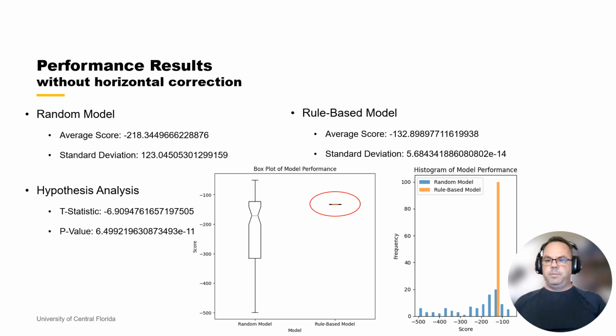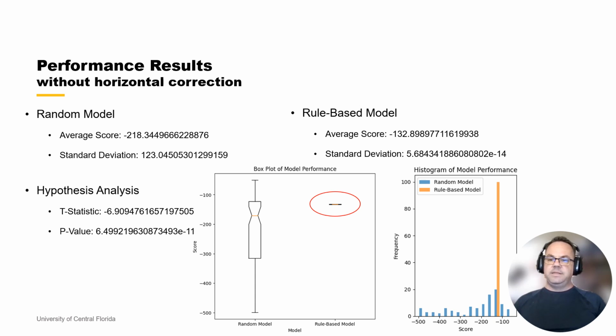Looking at the histogram on the right, the random Monte Carlo model exhibits a dispersed frequency distribution across the range of scores, reinforcing its inconsistency. And if we look at the rule-based model, it is represented by a single towering bar, showing that nearly all episodes resulted in the exact same score. This again highlights the model's reliability.